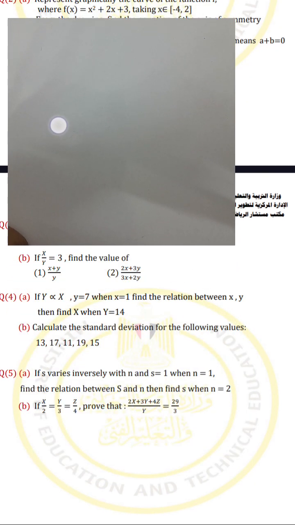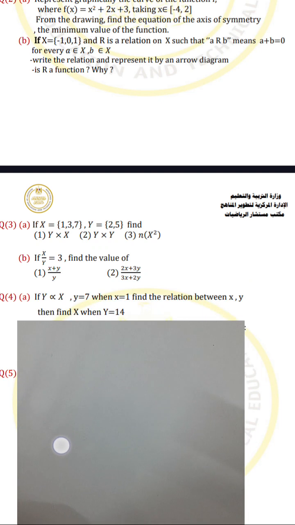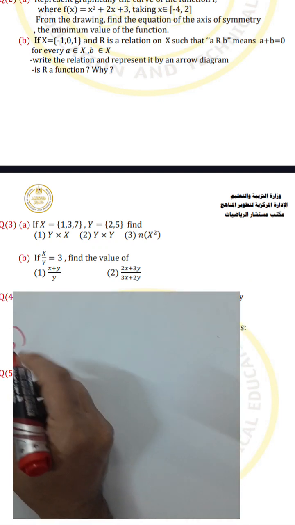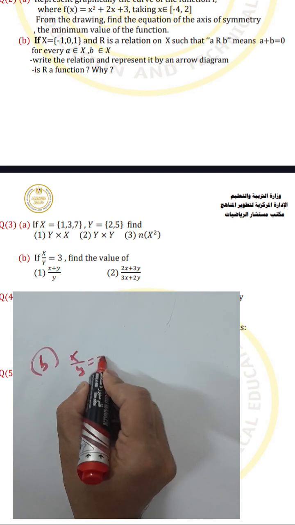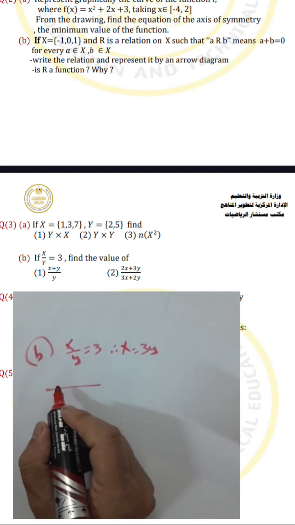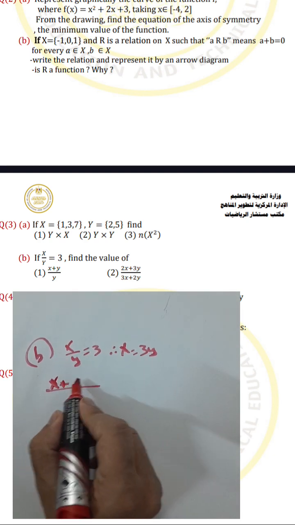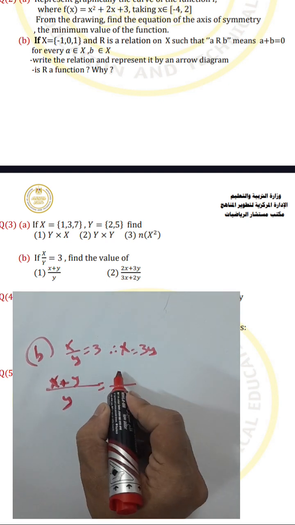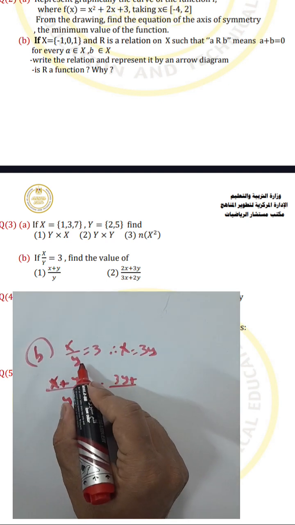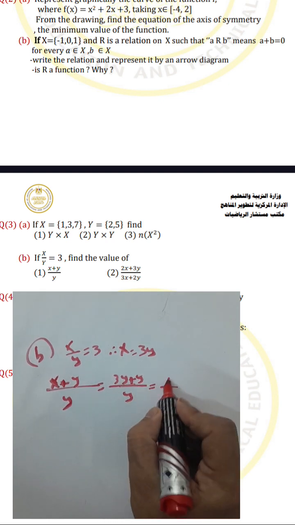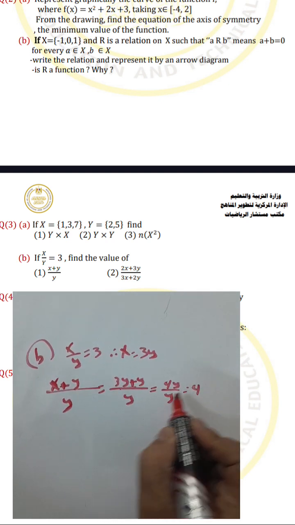Next question, question letter B. If x over y equals 3, then x equals 3y. We can find the value of the ratio x plus y over y. X equals 3y, plus y, then 3y plus y will be 4y over y. The result will be 4.